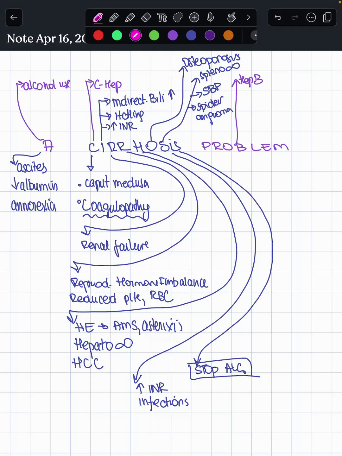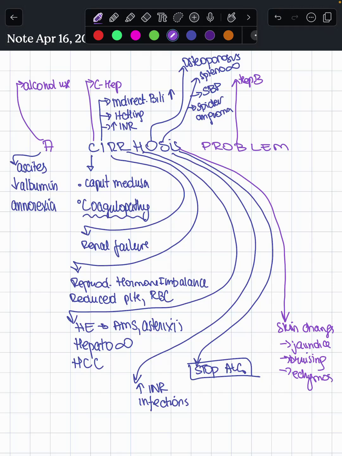All right, now let's talk about the letter P. Okay, also one second, I want to say that the letter S here will also stand for skin changes. What we will see, we know that there's going to be a lot of bilirubin in the blood, so we'll see jaundice, we'll see bruising. Remember, these people are not doing great with their clotting situation, and then we may see ecchymosis. Okay, now we can go to the letter P.